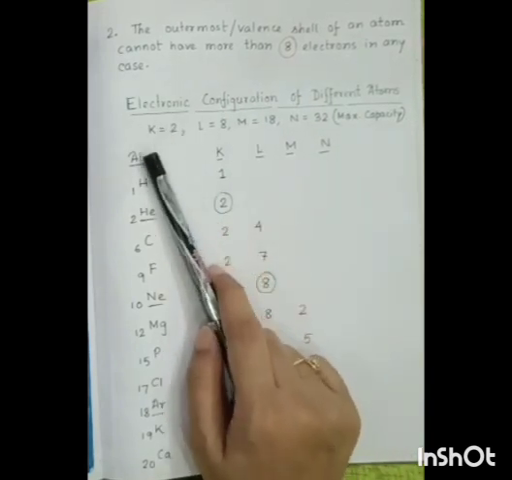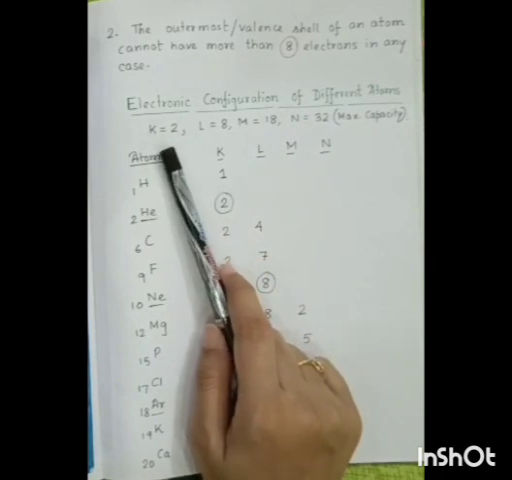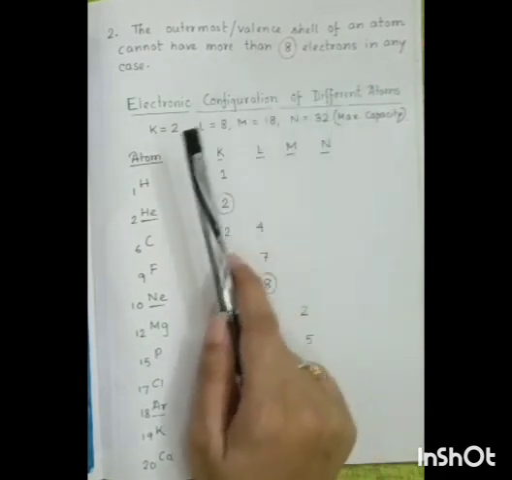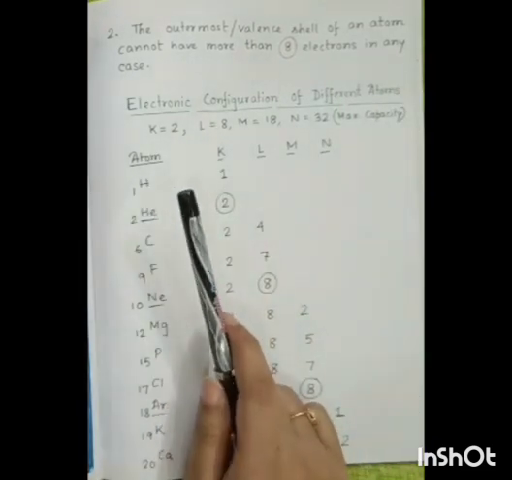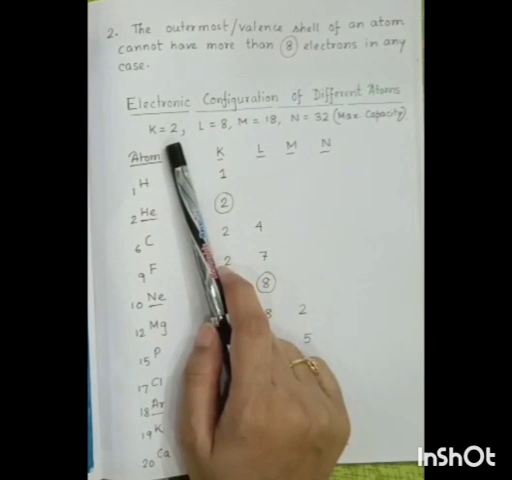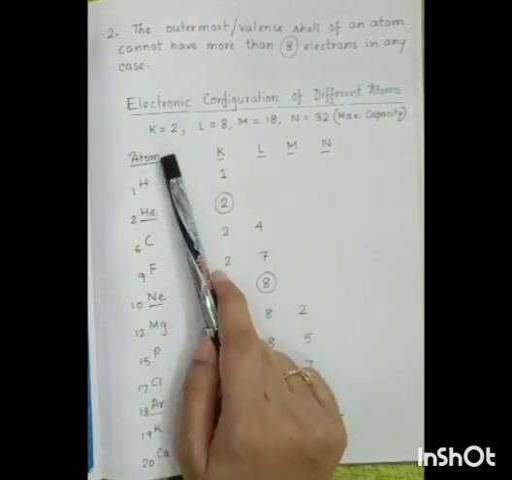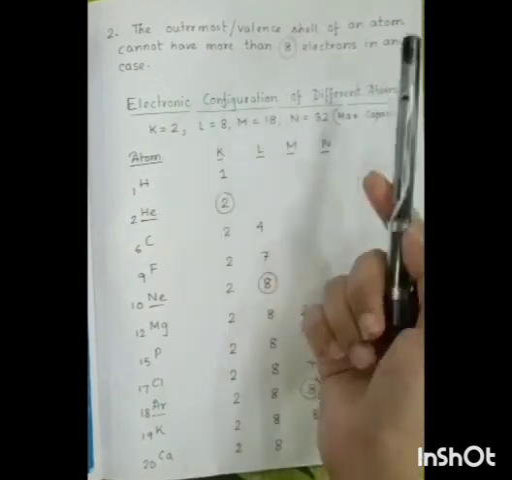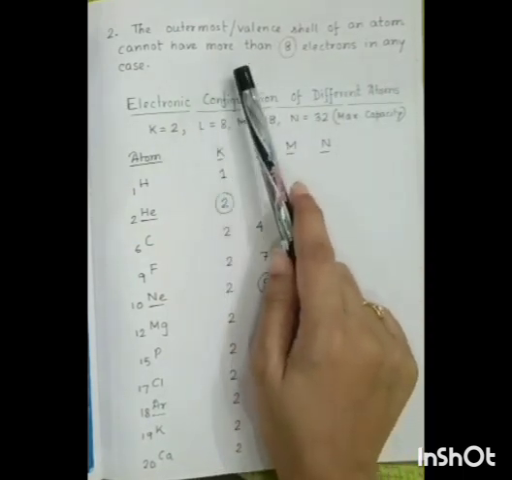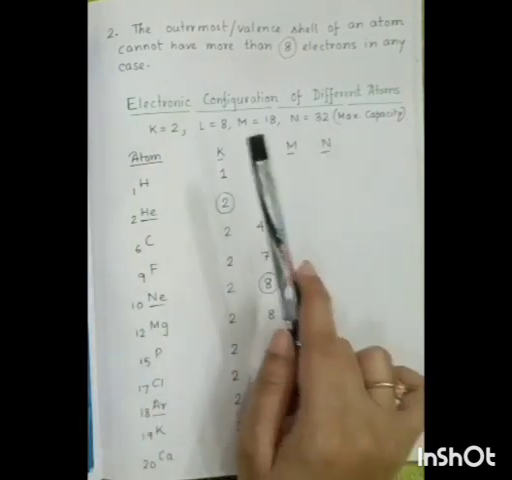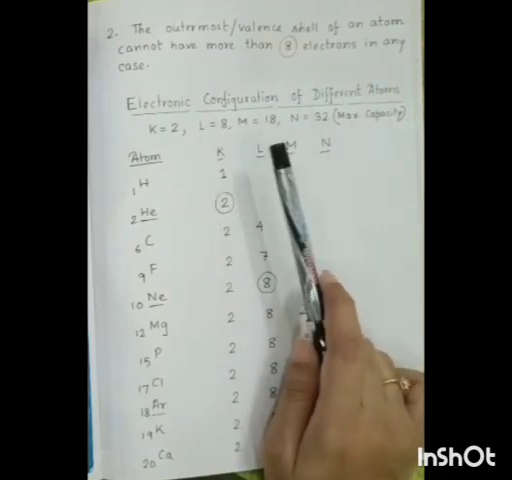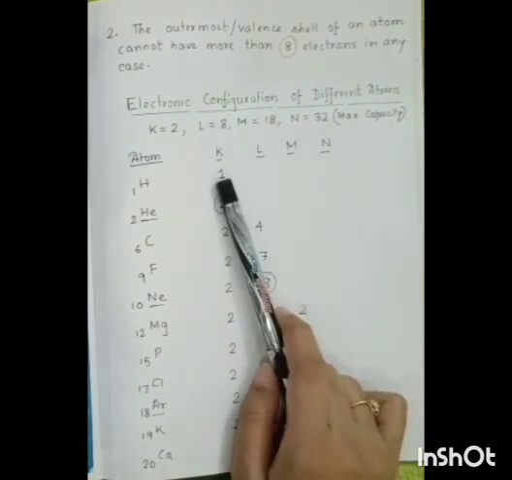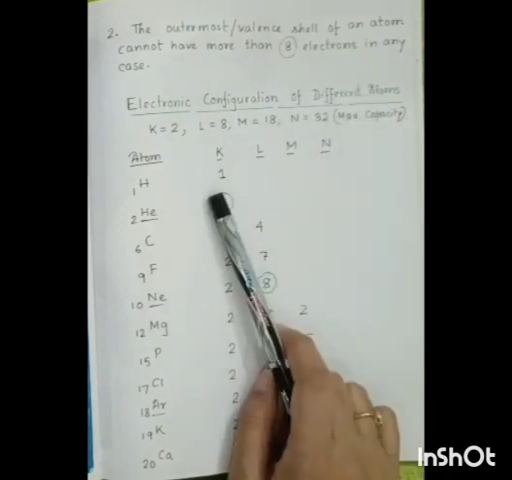Now if K shell is present as the last shell, then this rule is not applicable for that shell, because you can see that according to the first rule of Bohr-Bury, the K shell can accommodate maximum 2 electrons only, so it is not possible for K shell to hold more than 2 electrons. So therefore this rule is obviously not applicable for K shell as the last shell. But if L, M, N are the last shell of a particular atom, then obviously this rule is applicable.